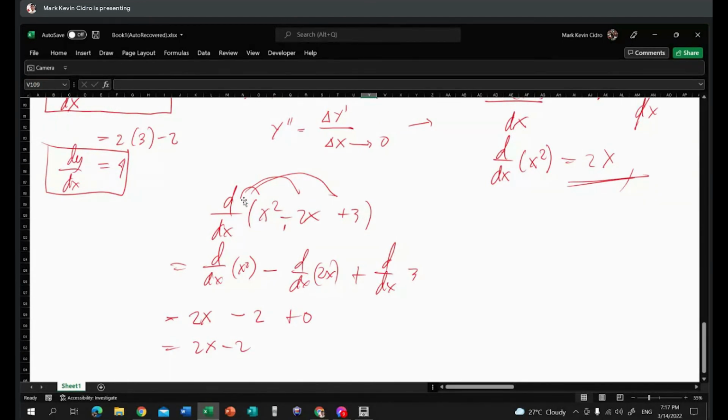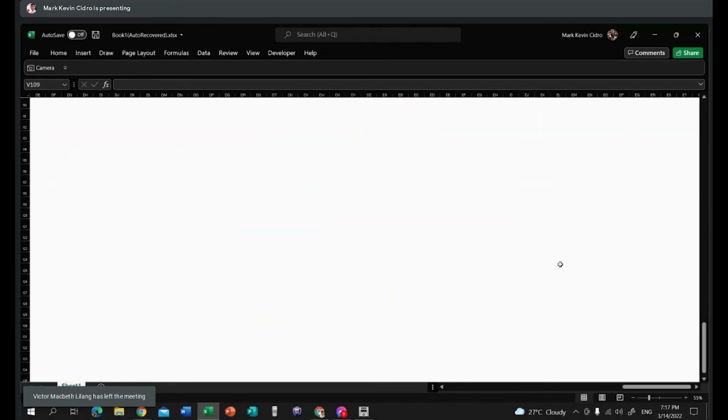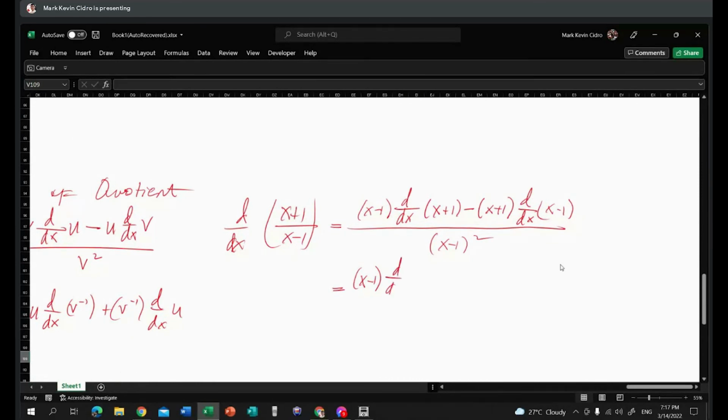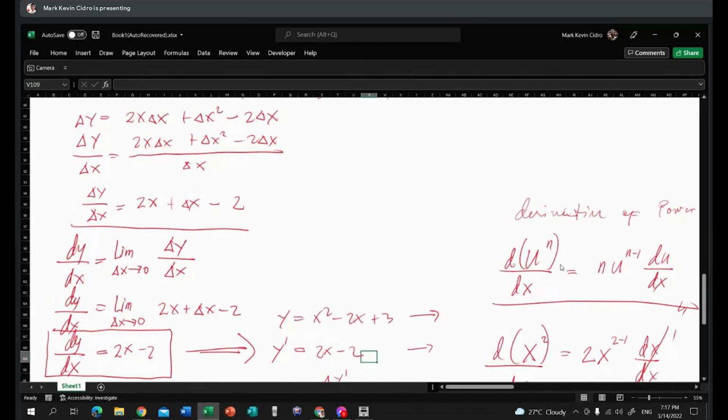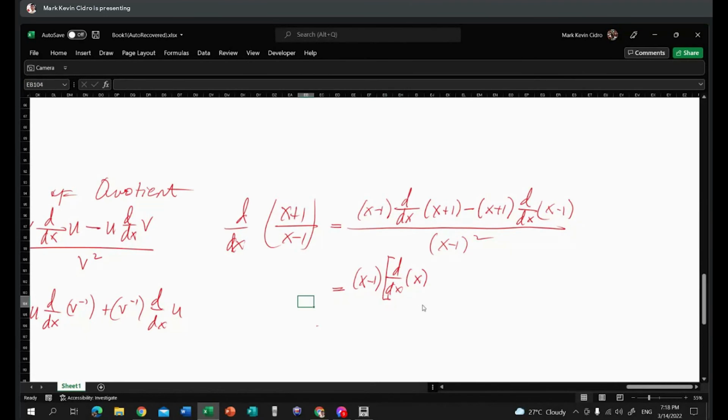If it is composed of many terms, you can just apply the distributive property here. You can just distribute d over dx. So this will be, how is it? D over dx of x, multiplied by, not multiplied. I put here the parenthesis or bracket. Plus the derivative of 1. Okay? Did you get it? Those that you isolate, you substitute and distribute. So this will be d over dx of x plus d over dx of 1.